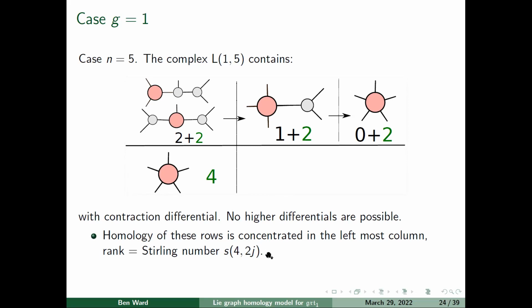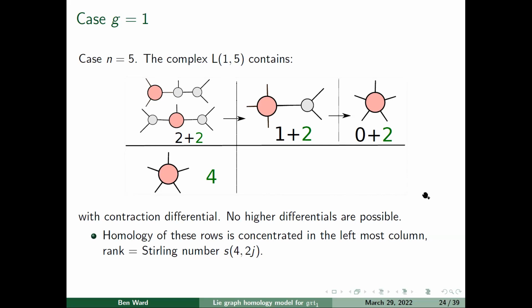So in other words, the total homology is just the number of even permutations of, in this case, 5 minus 1, which is 4, of S_4. That's consistent with a known computation of Chan-Galatius-Payne, but just a different way to do it.